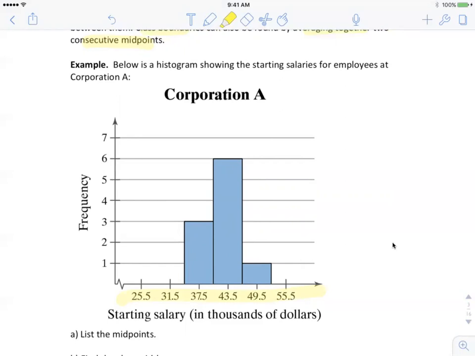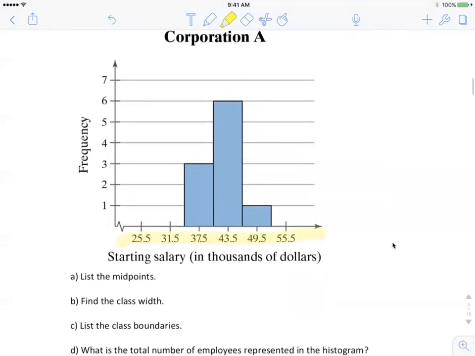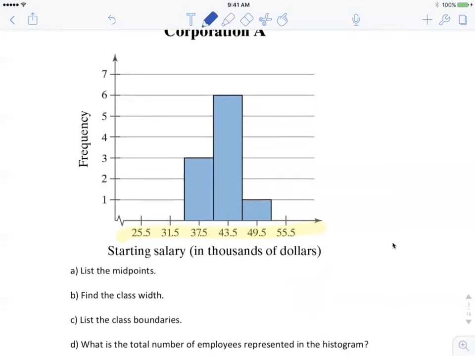Okay, and so let's answer the questions based off of this graph. We have to list the midpoints. There's only 3 bars, so there's 3 midpoints, and those are just the ones right in the middle of the bar. So each bar has a midpoint. That's basically the average salary of each of those classes. How about the class width?